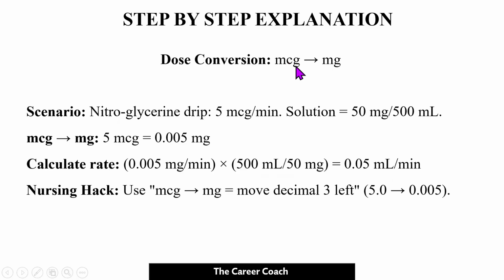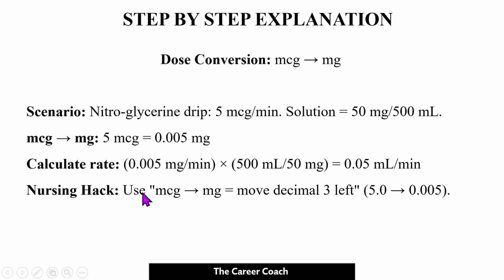Dose conversion, microgram to milligram. Scenario: nitroglycerin drip, 5 micrograms per minute. Solution: 50 milligrams per 500 mL. To convert from microgram to milligram, we say 5 micrograms is equal to 0.005 milligrams. Calculate 0.005 milligrams per minute times 500 mL per 50 milligrams. This will give us 0.05 mL per minute.